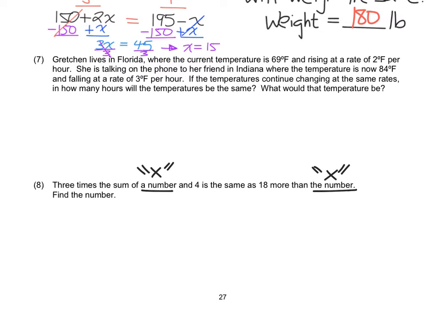All right? 3 times the sum of a number. So 3 times the, I'll do it like this, the sum of the number and 4. So 3 times the sum of a number and 4 is the same as, that's the verbal way of saying equals, 18 more than the number. That part's a little nicer.